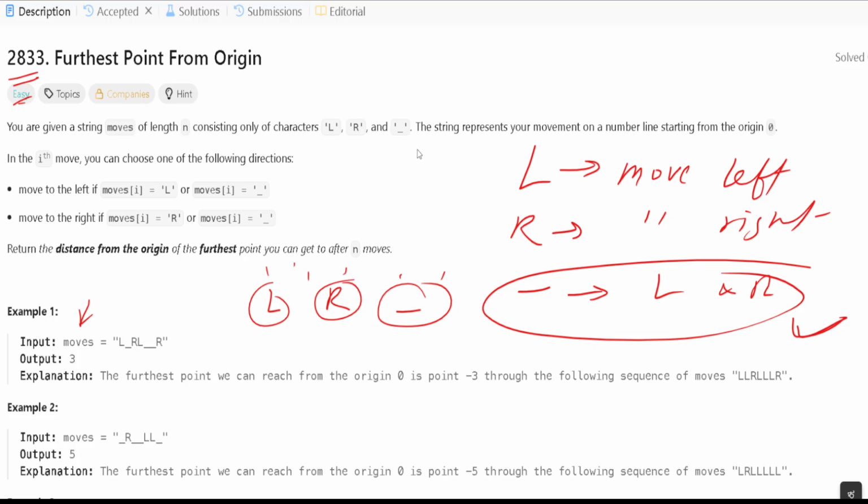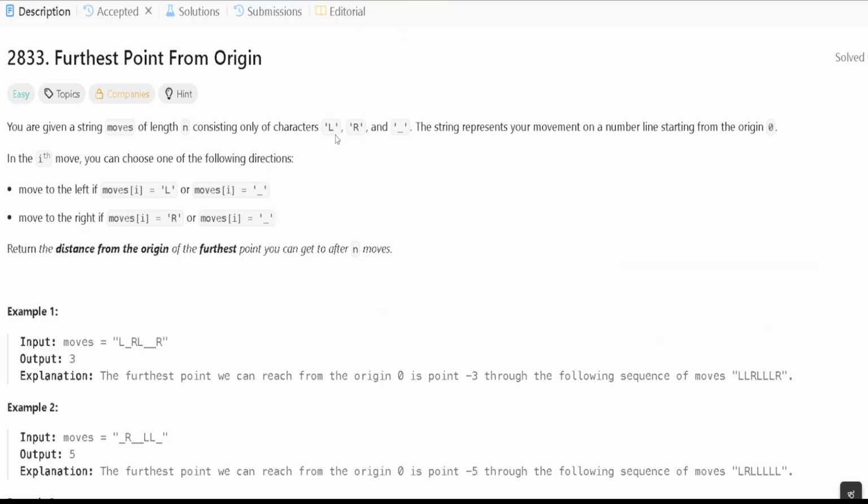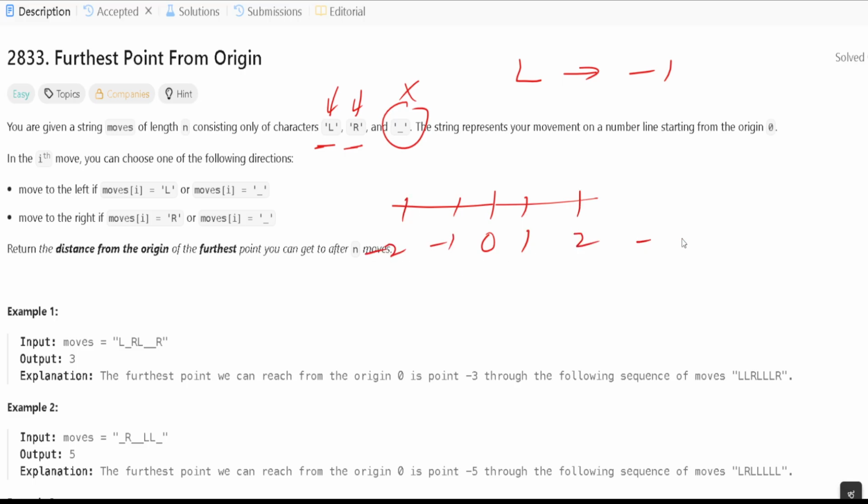Okay, so let me break down this problem so you will understand easily. The very first thing: ignore this underscore. Just think about the L and R and ignore this one, just for a second. Track only the fixed moves, left and right. When we move left, we'll say -1, and when we move right, we'll say +1. See, if this is the origin 0, here will come +1, here will come -1, then 2 and -2, and so on. If we move this side, we say -1. If we move right, we say +1. And for the underscore, ignore it for now. We have to track only the fixed moves. These are the fixed moves, guys.